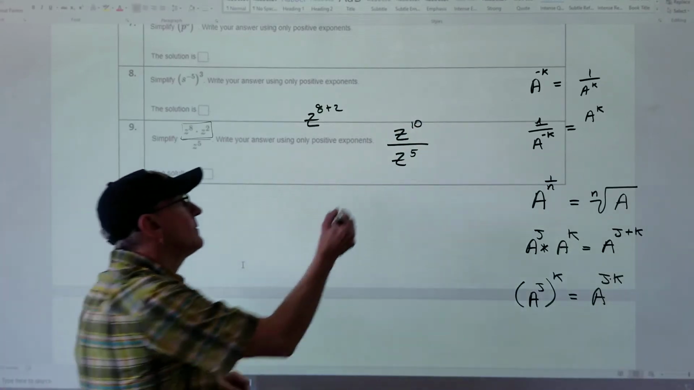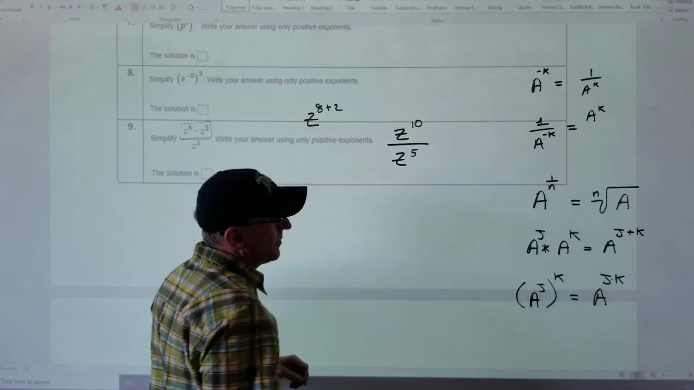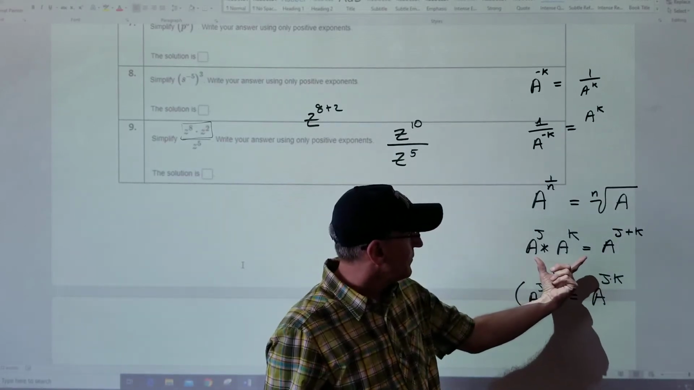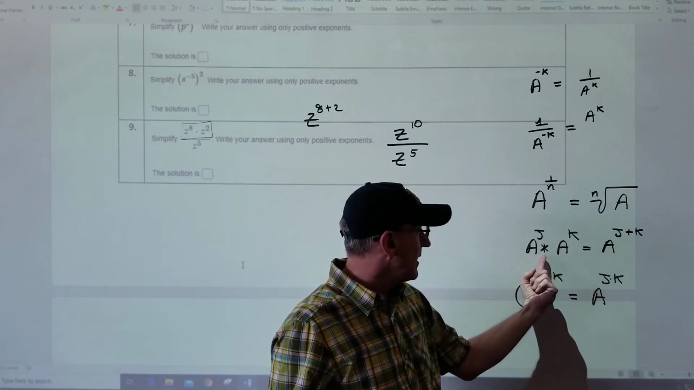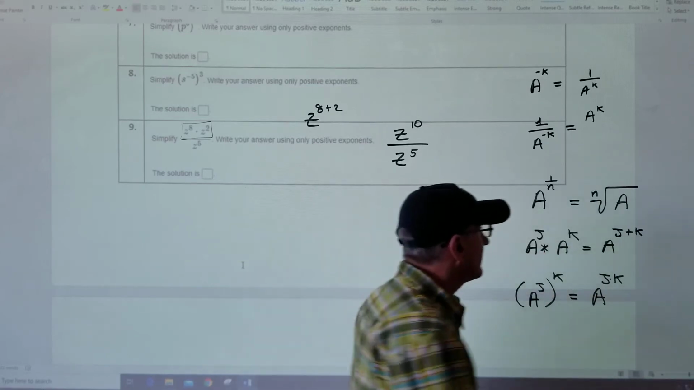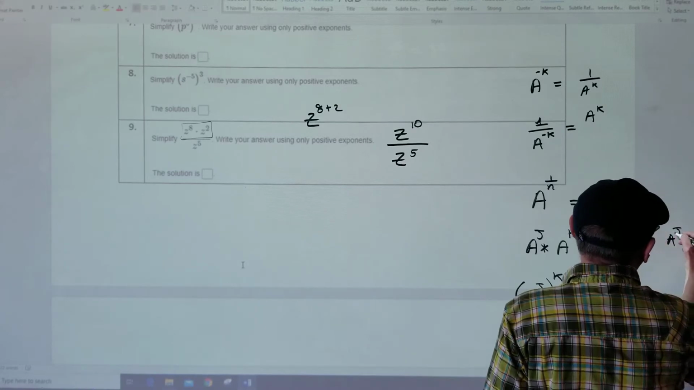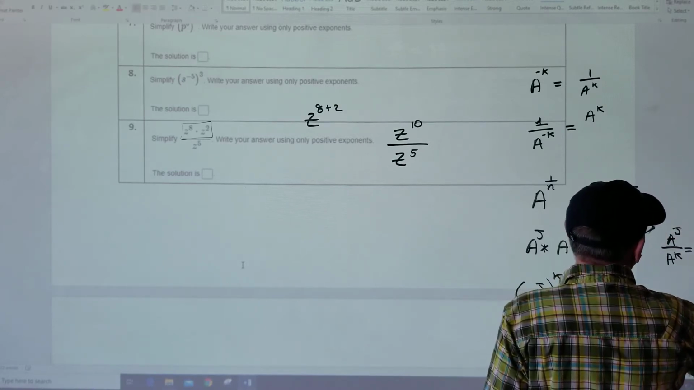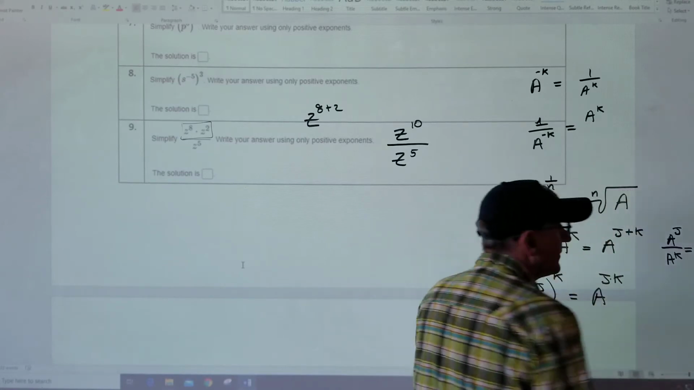Now, of course, we know this symbol means divide. But there's a rule very, very similar to this, which says instead of multiplying 2 powers with the same base, if you are dividing 2 powers with the same base, all you have to do is subtract the exponents.